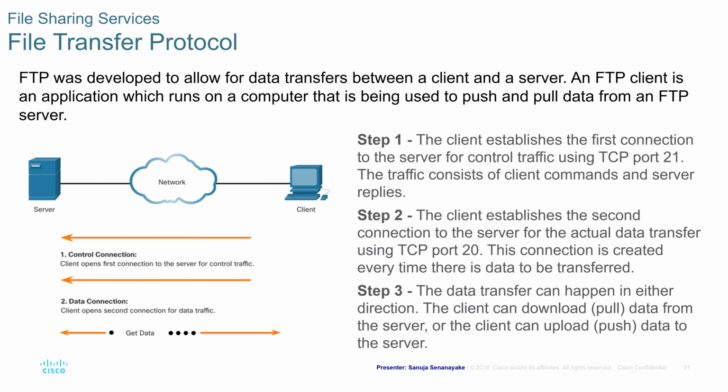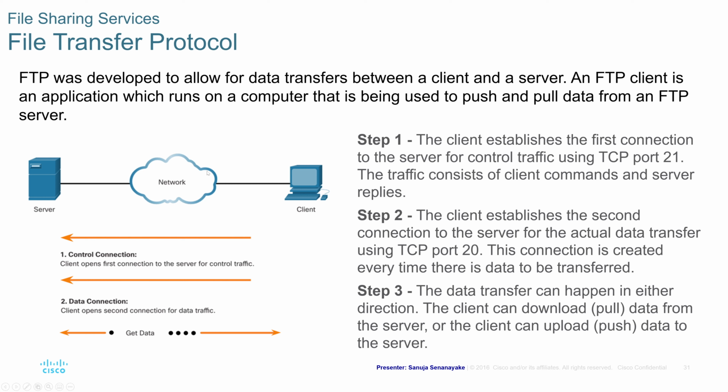In step 2, the client establishes the second connection to the server for the actual data transfer using TCP port number 20. This connection is created every time there is data to be transferred. In step 3, the data transfer can happen in either direction. The client can download, which is pulling data from the server, or the client can upload, which is pushing data to the server. So that's what they're trying to explain here on the left hand side.